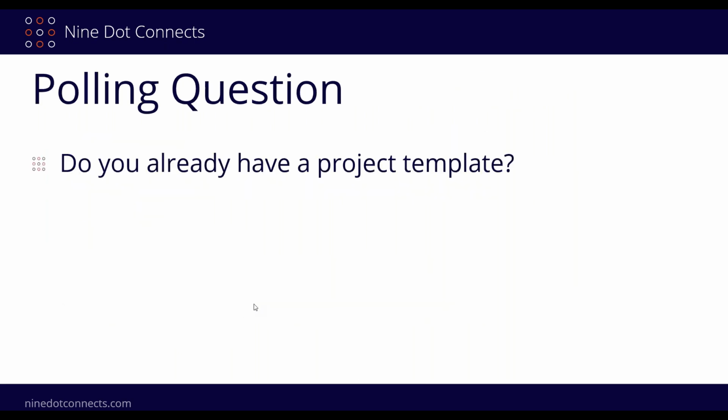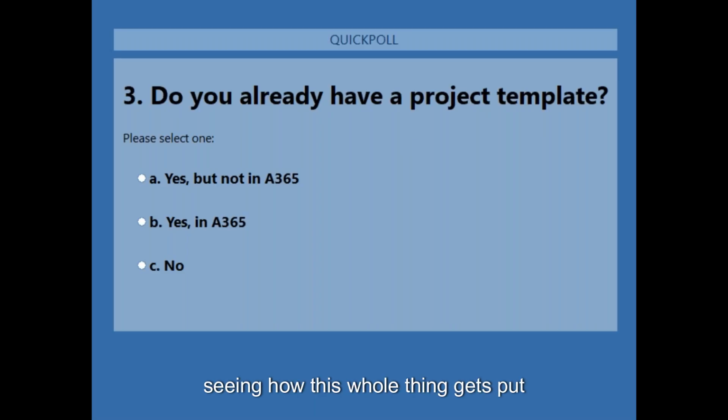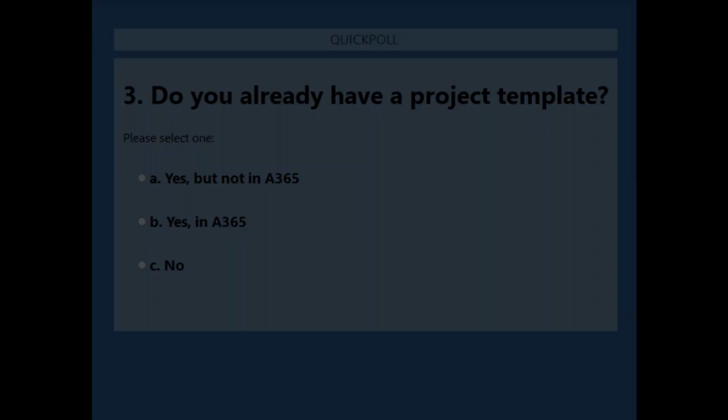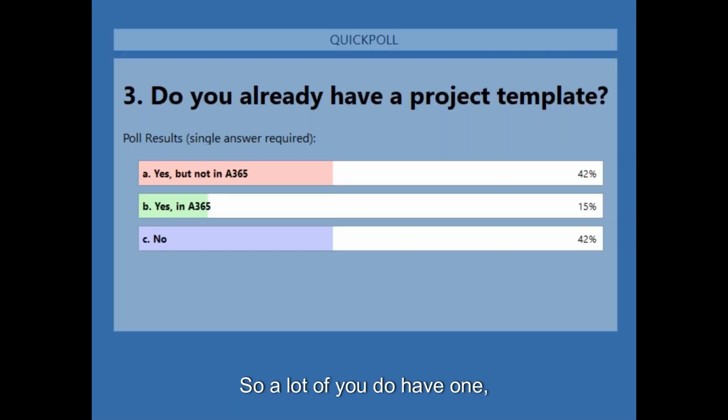Okay. I do have a quick polling question for you. Do you already have a project template? I'm just kind of curious to see if you're just seeing how this whole thing gets put together, or if you've got one and say, yeah, I'm ready to get this into A365. Okay, we're going to close the poll here. So a lot of you do have one. But it's not in A365, so that's probably why you're here, and I'm going to show you how this is going to work, so hang in there. And then yes, in 365, so hopefully you'll pick up some information on how to enhance what you've already got in there. A good portion of you do not have a project template, so let me throw something up onto the screen here very quickly.